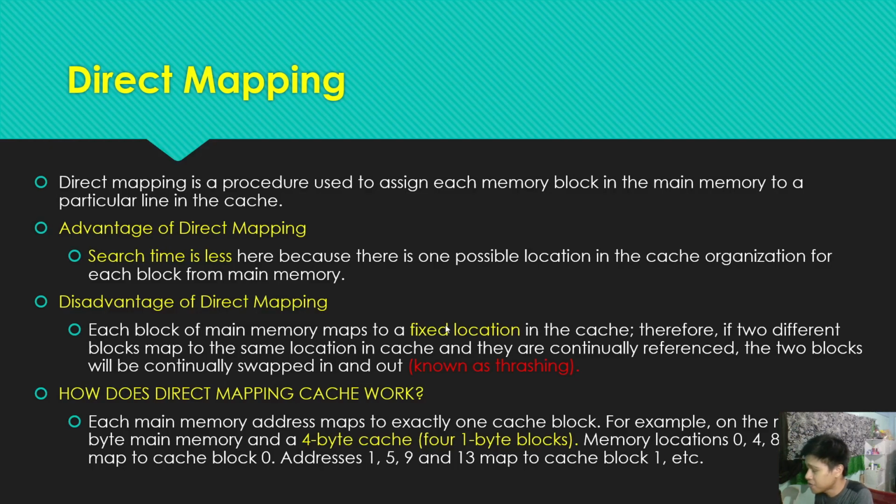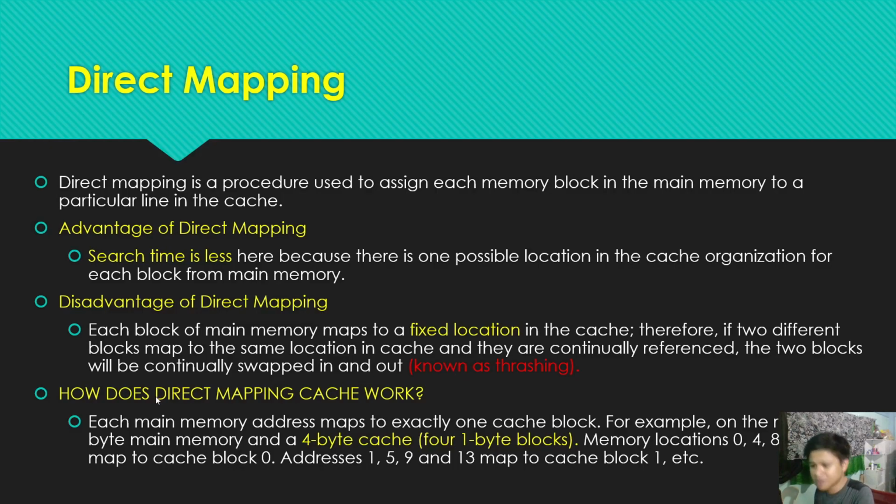In terms of disadvantage, each block of main memory maps to a fixed location in the cache. Therefore, if two different blocks map to the same location in cache and they are continually referenced, the two blocks will be continually swapped in and out, known as thrashing. You could also call that a cache miss because there is a conflict, but the more precise term for it is thrashing.